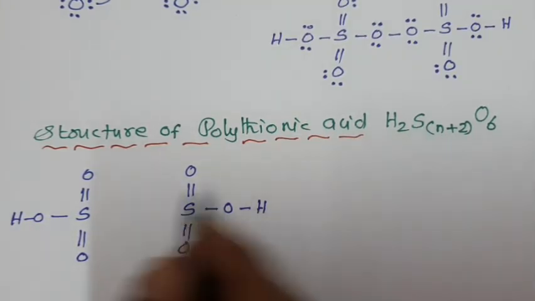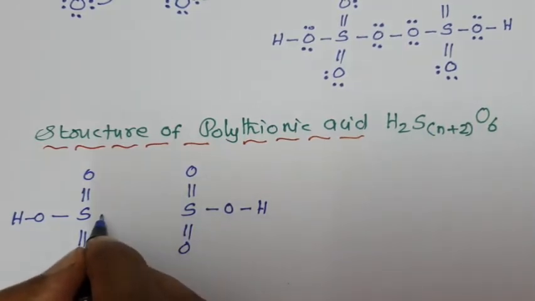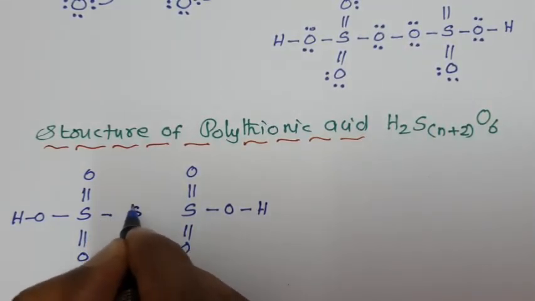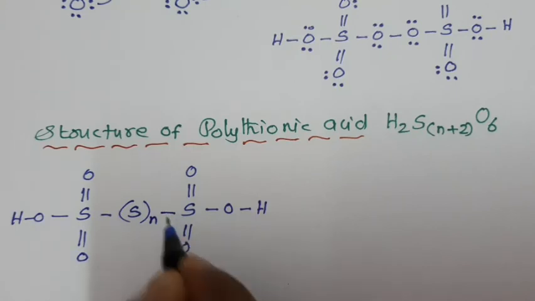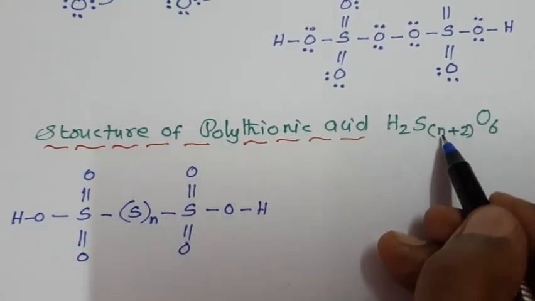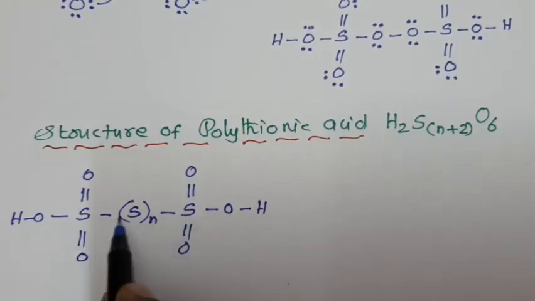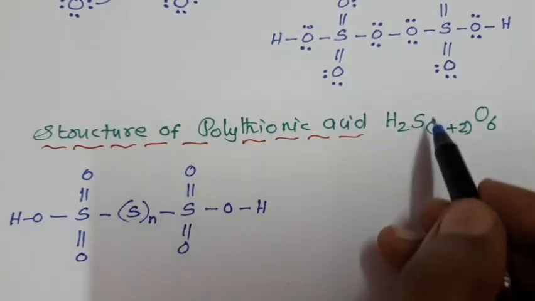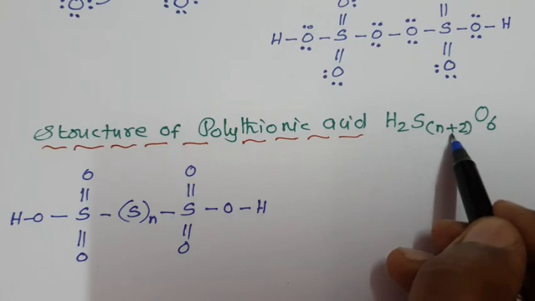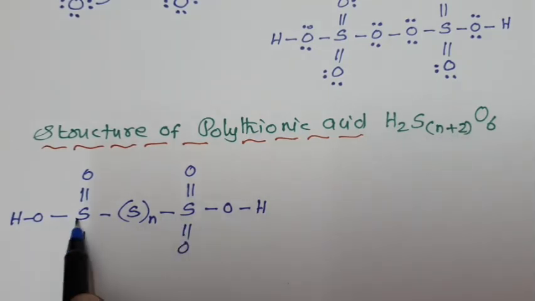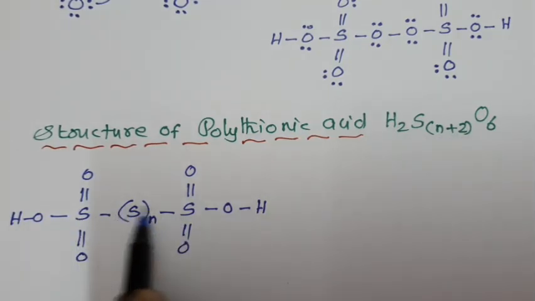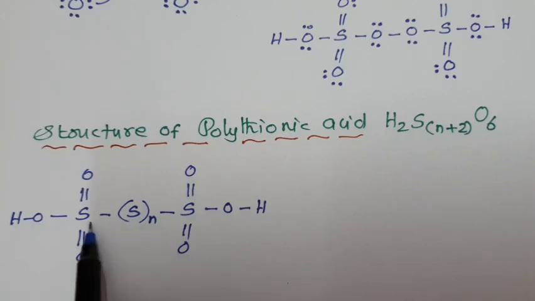Poly, n, the center S, one additional S containing n number. If you put n equal to 1, 1 plus 2 equal to 3. So, here 2, remaining only one sulfur at the center. If you put n equal to 2, 2 plus 2 equal to 4. So, apart from these 2 sulfur, we have 2 additional sulfur here. So, this is the structure of polythionic acid.